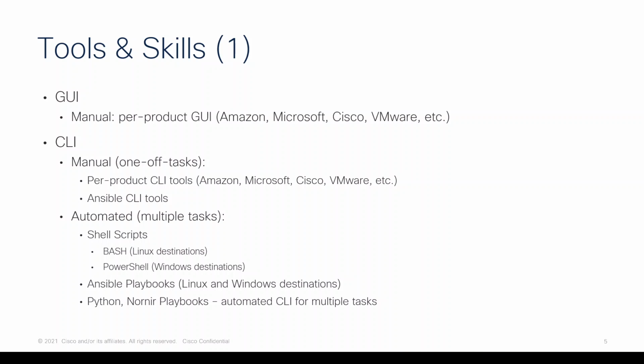Okay, so now that we've covered the different methods of provisioning and deployment, let's go ahead and look at tools and skills that are needed for each one of those methods. So we're starting with the GUI method, and like I mentioned earlier, this is manual points and clicks by a user. And each product has its own GUI. If you think of Amazon, it's got the AWS console. If you think of Microsoft, they have the Azure portal. If you think of Cisco, you've got the Cisco APIC GUI interface. If you think of VMware, you've got vCenter or ESXi, and so on.